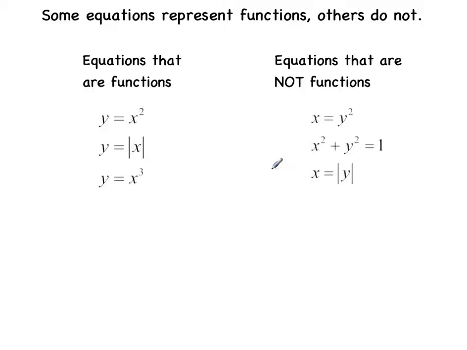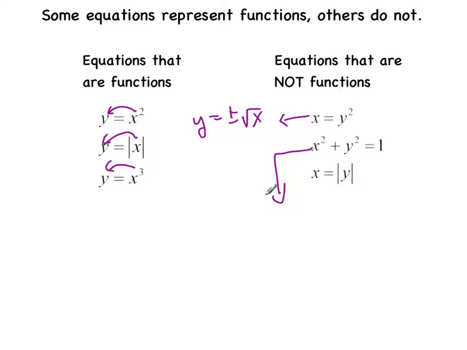Now, some equations represent functions, whereas others do not. The equations on the left are functions. Every x is assigned to exactly one y value. However, these equations are not functions, and let me show you why. If we look at this one and we solve it for y, y is equal to plus or minus the square root of x. So for every x value, there are two y values, not a function.